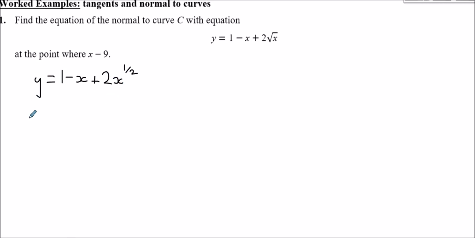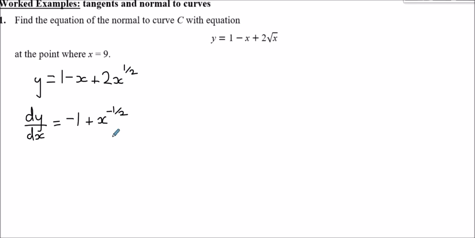So what we can do here is just do dy by dx and take each term one at a time. 1 is a constant, that differentiates to 0 and vanishes. Minus x will differentiate to minus 1. For 2x to the half, the half comes to the front and multiplies the coefficient of x, so 2 times a half just gives us 1. And the new power of x decreases by 1, so a half minus 1 is minus a half.